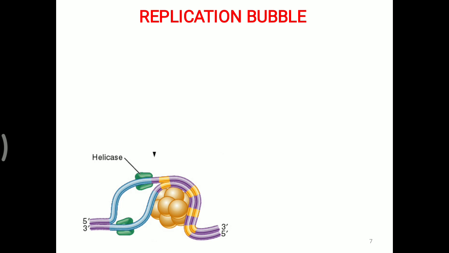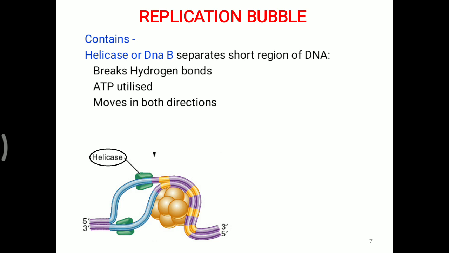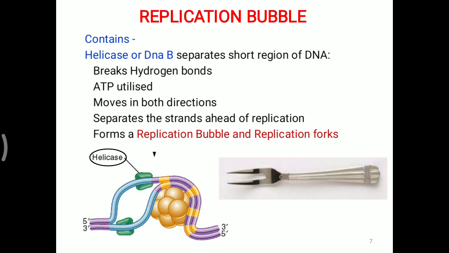Now we will look at the replication bubble. This replication bubble develops due to the activity of helicase or DnaB, which separates a short region of the DNA. Helicase is shown here in the picture. This enzyme separates both strands of DNA and breaks the hydrogen bonds between the two strands. ATP is utilized for breaking these hydrogen bonds. Helicase moves in both directions and separates the strands ahead of the replication, so other enzymes and proteins can work properly. This forms the replication bubble or replication fork. The structure resembles a fork, so it is also called a replication fork.